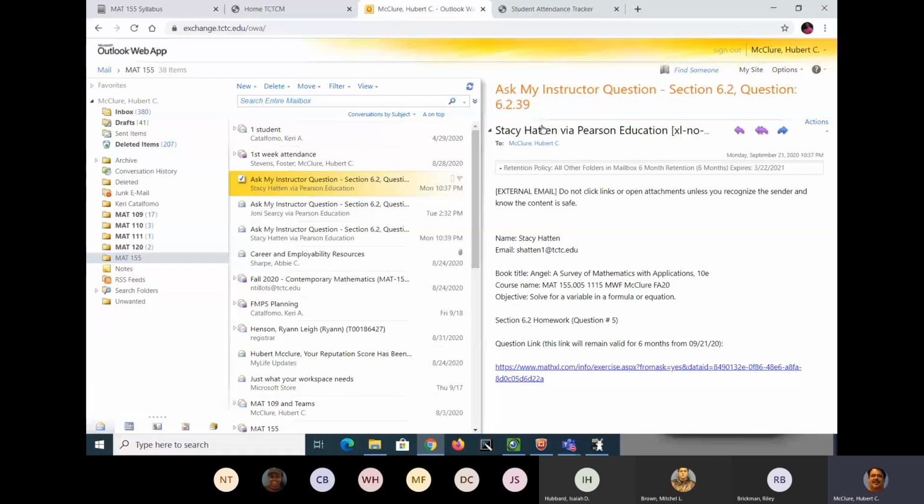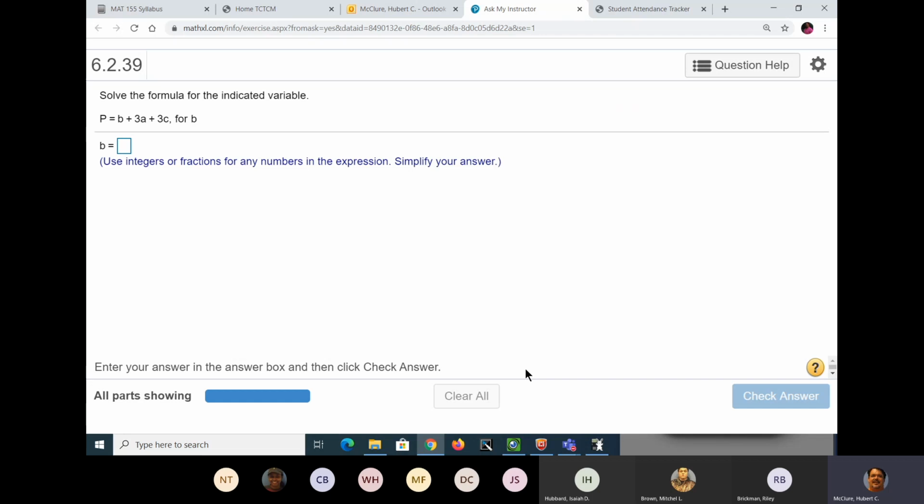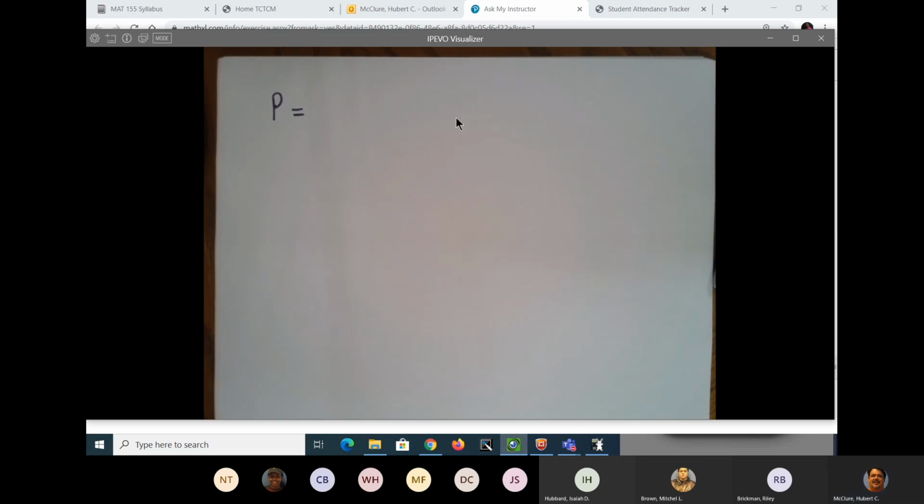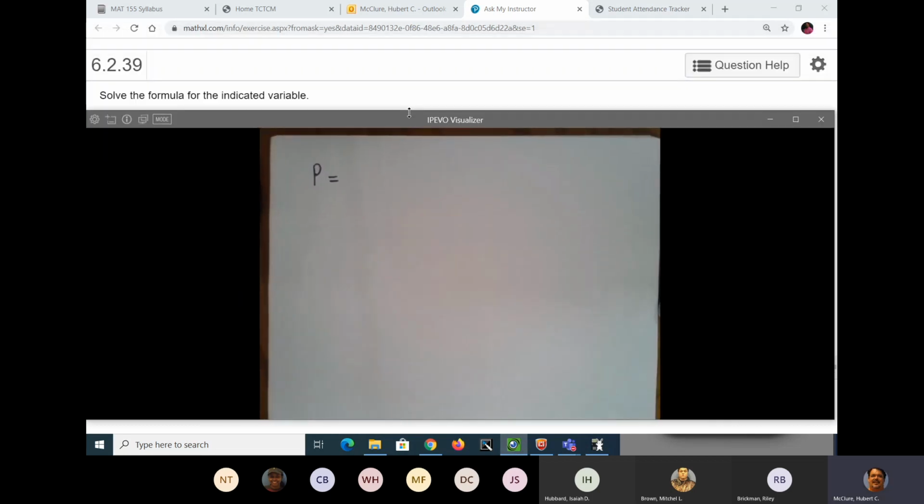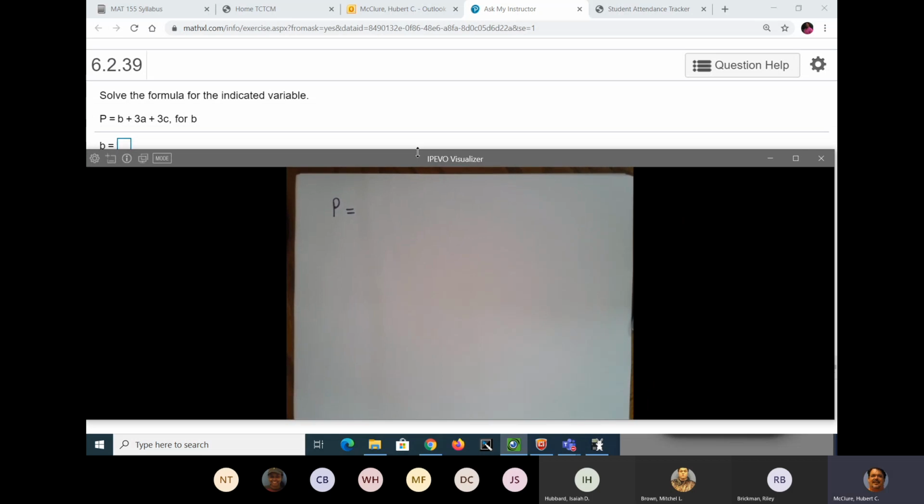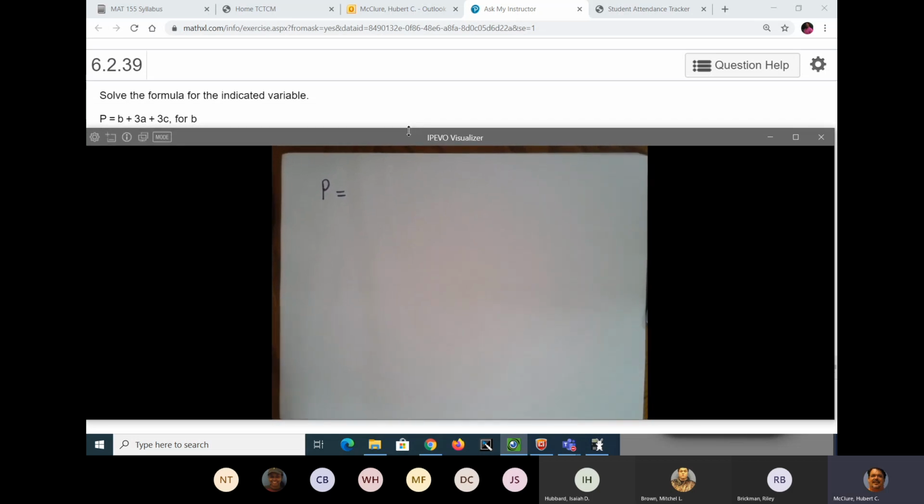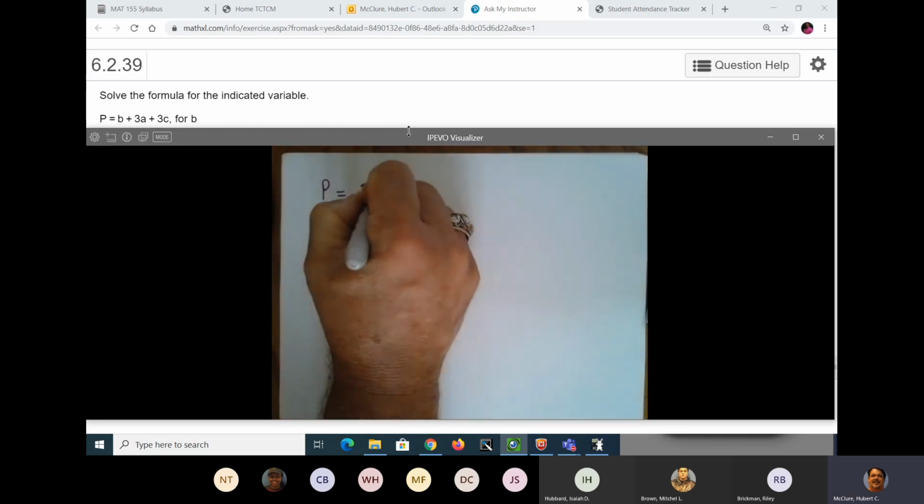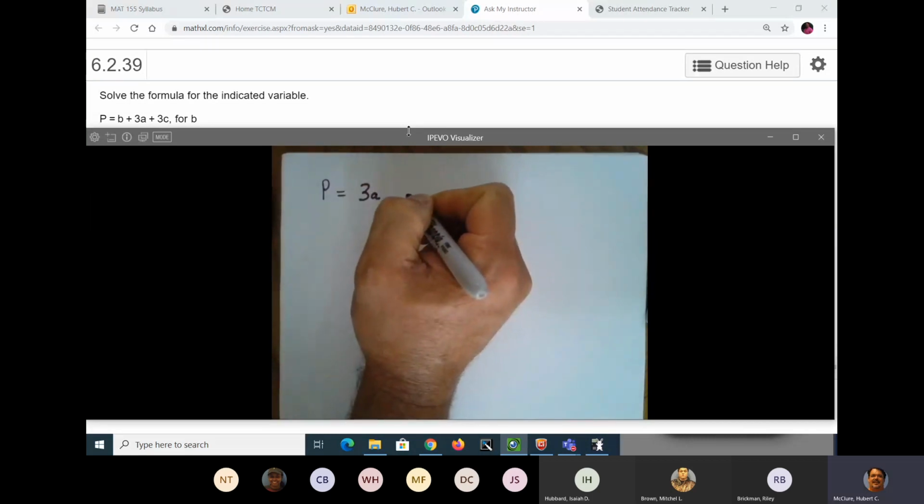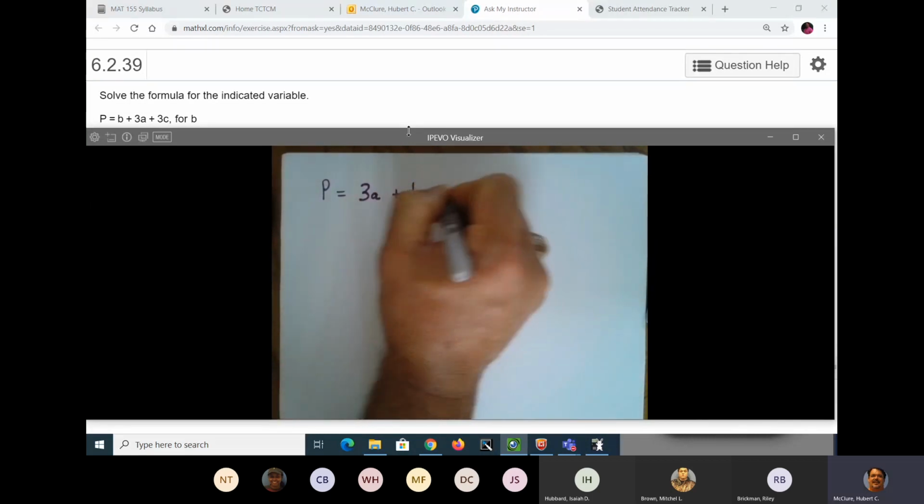This is 6.2395. And I think we did this one the other day, but I'll do it again. P is equal to, and I'm going to rewrite mine because I don't like the way it's written. I like things to be in order. Okay, I'm going to put 3A first. 3A plus B plus 3C.